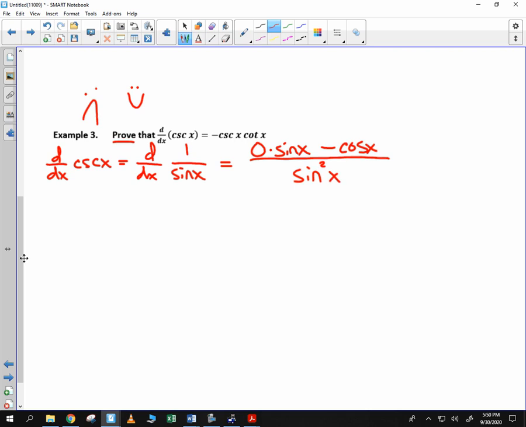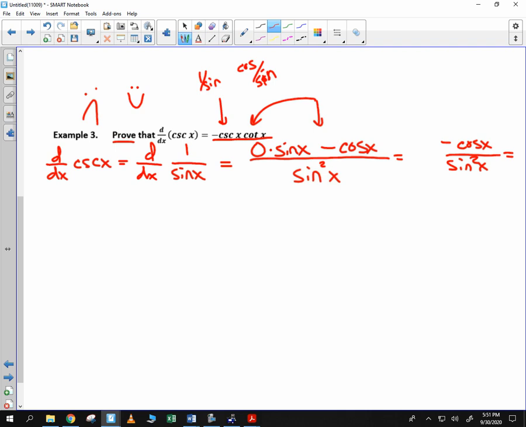Now, if you could just think past this one step, you're going to see the result. The great thing about proofs is you know the answer. You're supposed to come up with that. So just make this thing look like that thing. Well, first of all, 0 times sine is 0, so you get negative cosine of x over sine squared of x. I need to make that look like the other. I know that cosecant is 1 over sine, and I know that cotangent is cosine over sine. So can you come up with that with your previous statement?